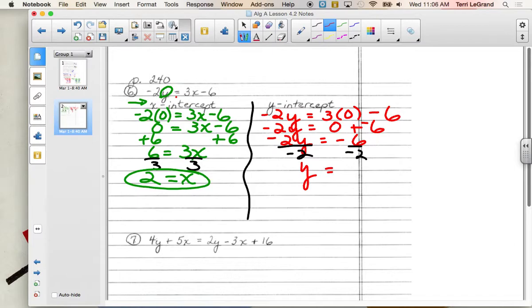What's our y-intercept? 3. It is 3. You should have found the y-intercept to be 3. Or in other words, just tell us again. If we visualize this, this is where it crosses the y-axis. This is where it crosses the y-axis. Okay.